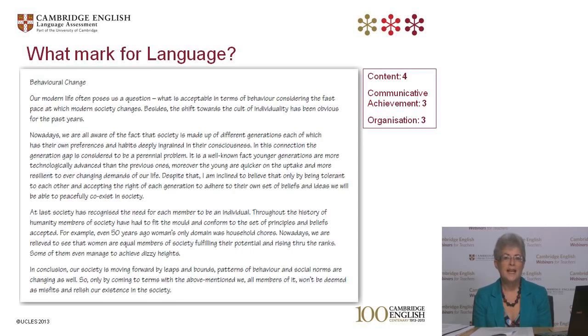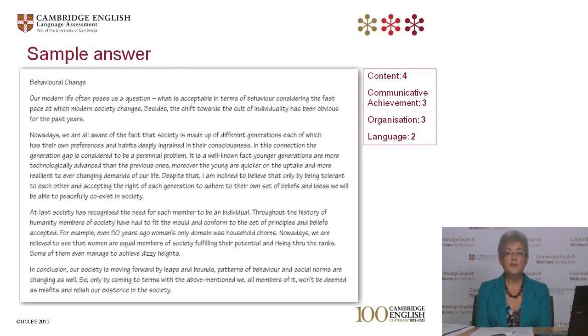However, the range and accuracy of grammar suggests a band 1. The writer uses a range of simple and some complex grammatical forms with control and flexibility. Grammatical and lexical errors are present but do not impede communication. So these are the 4 bands awarded, which means that the answer scores 12 points in total, which means that across the 4 descriptors, the script is just at C2 level.